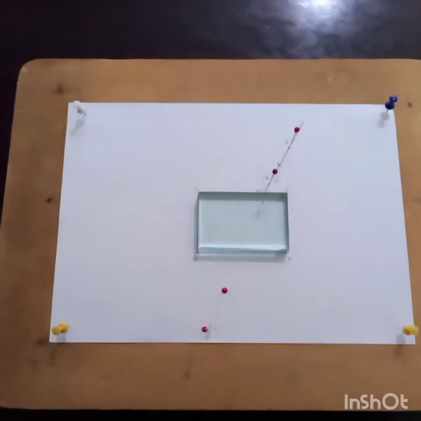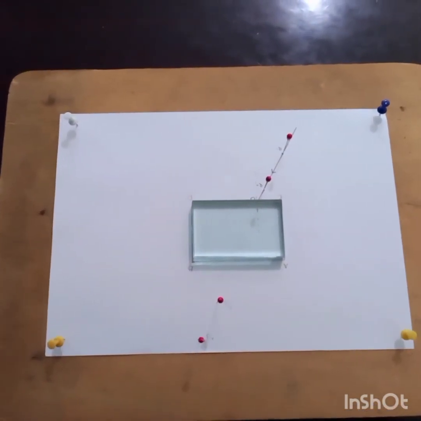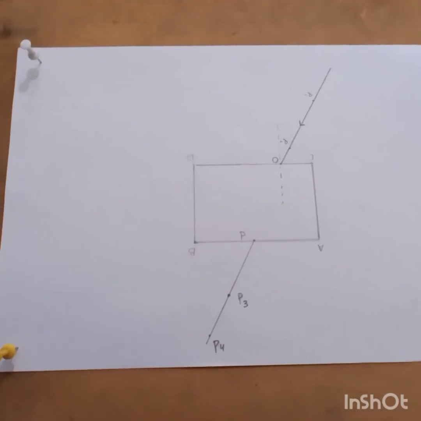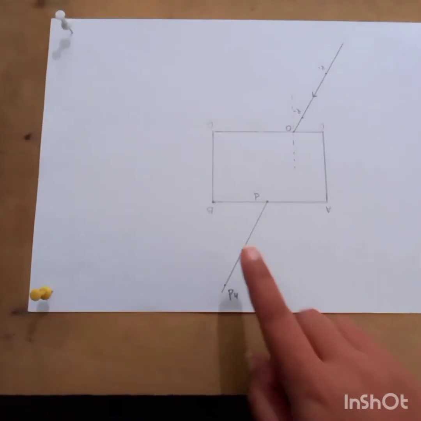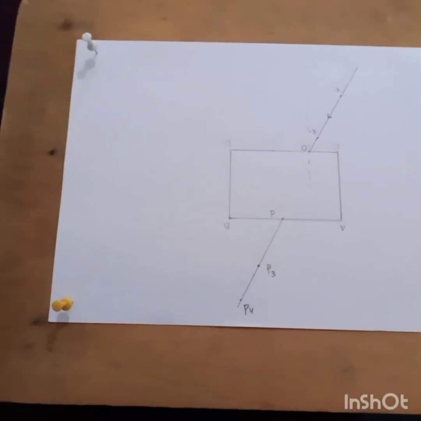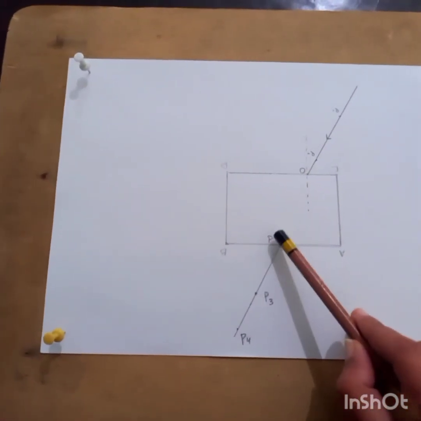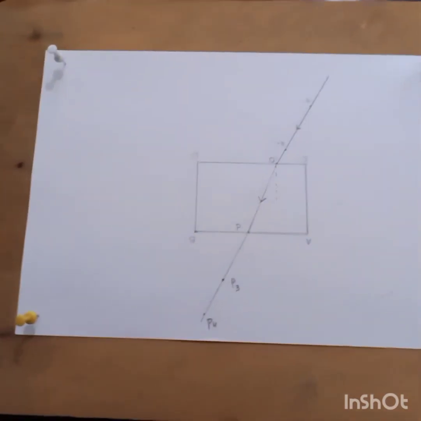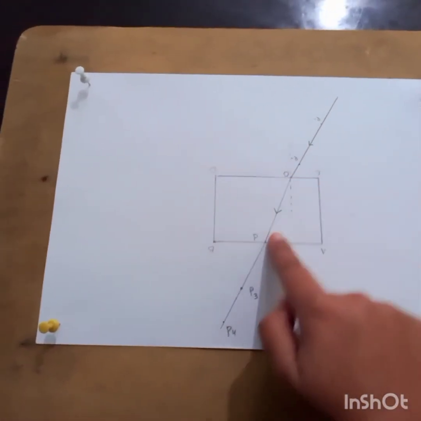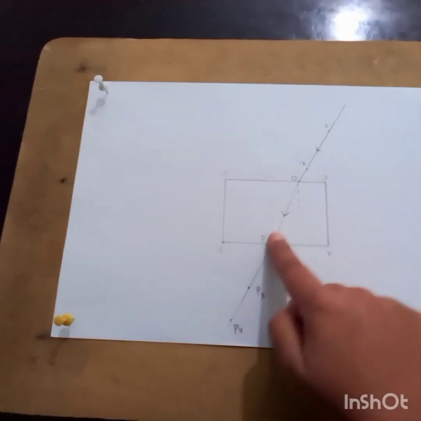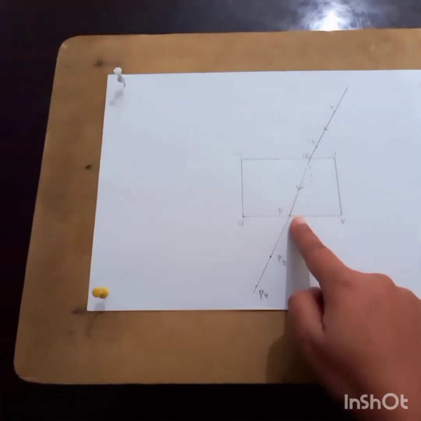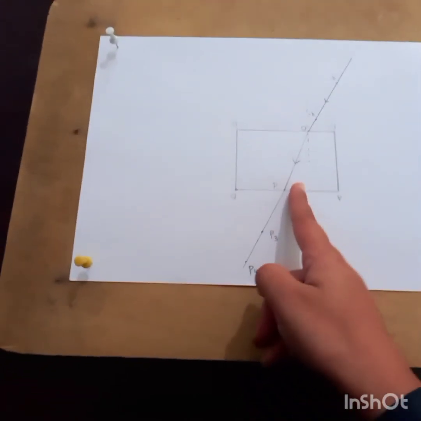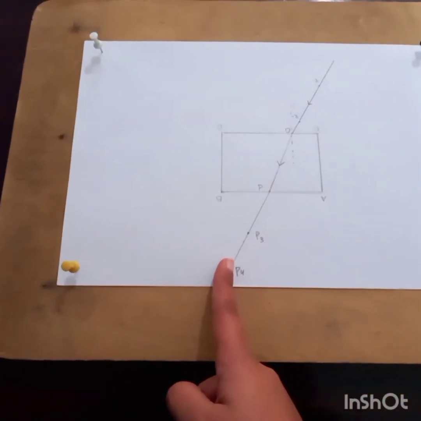Now remove the pins and join the points P1, P2 and P3, P4. As I joined points P3 and P4, now I will join points O and P with each other. Now you can see that when light enters the glass block, it refracts towards the normal, and when it comes out of the glass block, it bends away from the normal.